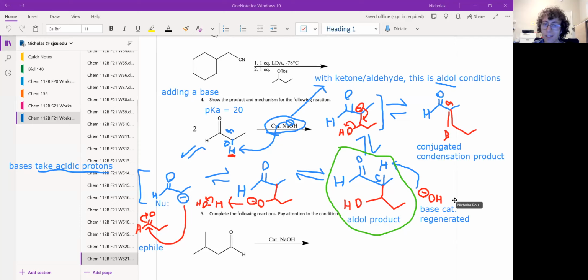So it is a bit of a long mechanism, but a lot of it is kind of new stuff or old stuff, just in a new skin. Like these first couple steps after the enolate forms and the enolate attacks the other aldehyde. Remember from chapter 19, like in these reactions, a typical mechanism would be like the nucleophile attacks the carbonyl carbon.